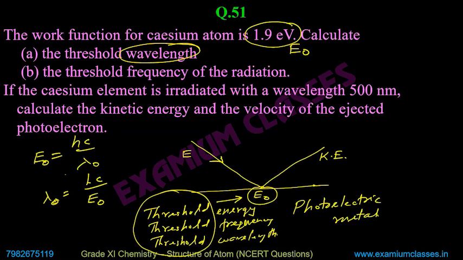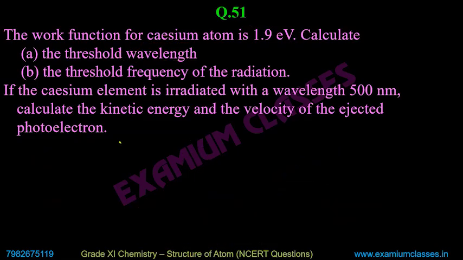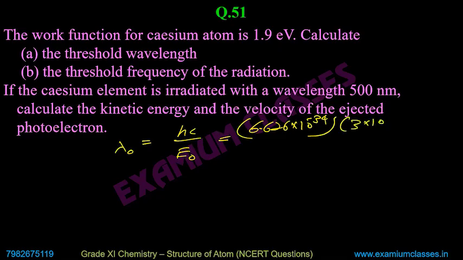So wavelength, we have calculated hc by E naught. I'm just substituting these values so that you don't make a mistake. Lambda naught will be hc by E naught. That is 6.626 into 10 to the power minus 34, 3 into 10 to the power 8, divided by 1.9. It is in electron volts, so you will multiply by 1.6 into 10 to the power minus 19. Then it will be in joules. You'll get the answer.